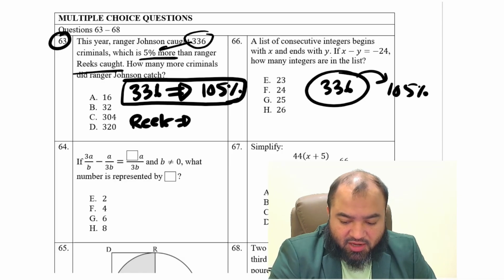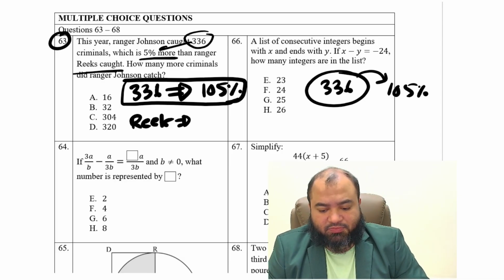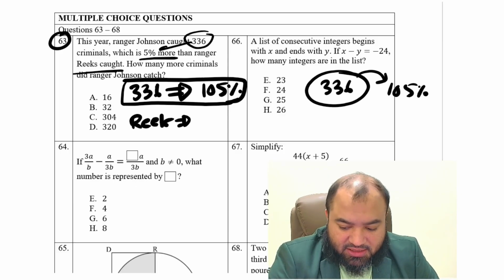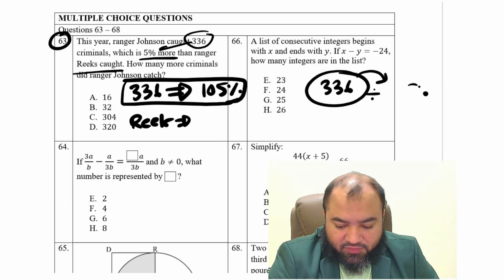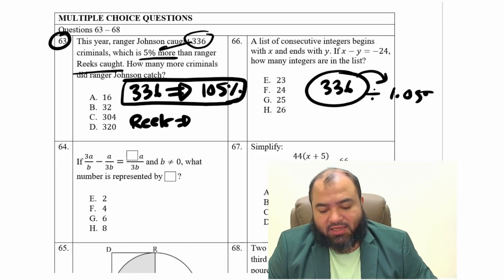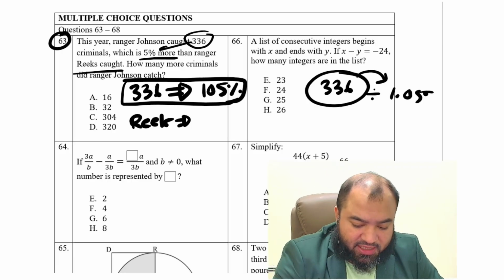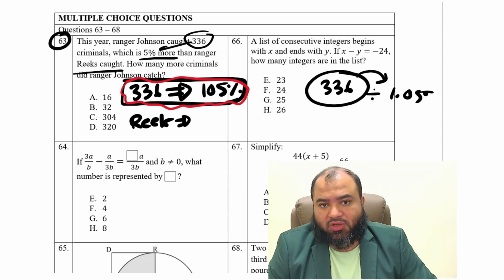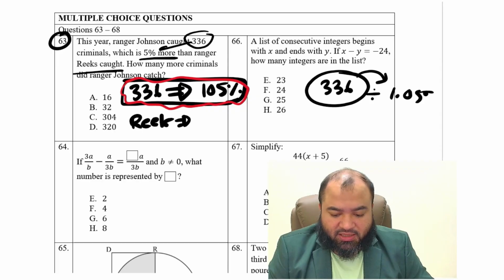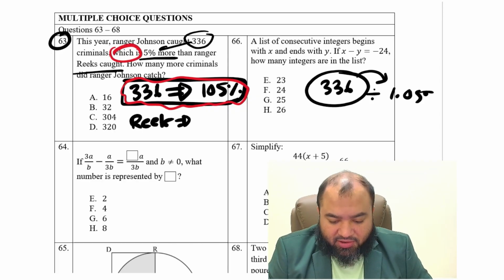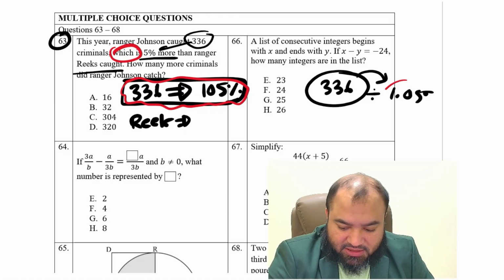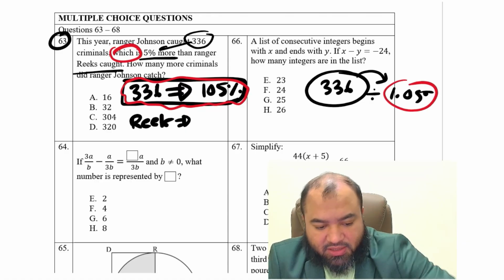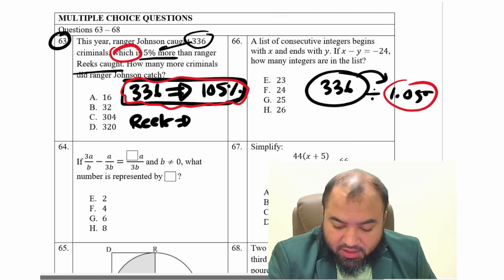So we want to find out what was the 100%, means before multiplying it. So in this case, we're going to divide by 105%, means 1.05. We're dividing because we're going backward, because they have calculated the 105% for you. So you have to find out what was it before calculating the 105%, because remember they said which is 5% more, which is already 105%. So 336 divided by 1.05, you can do that division. So answer comes out to be 320.